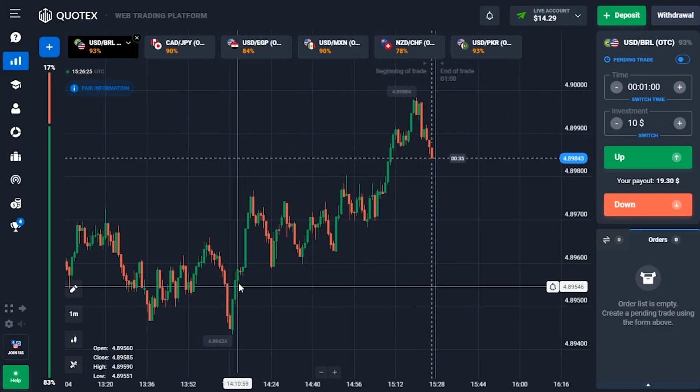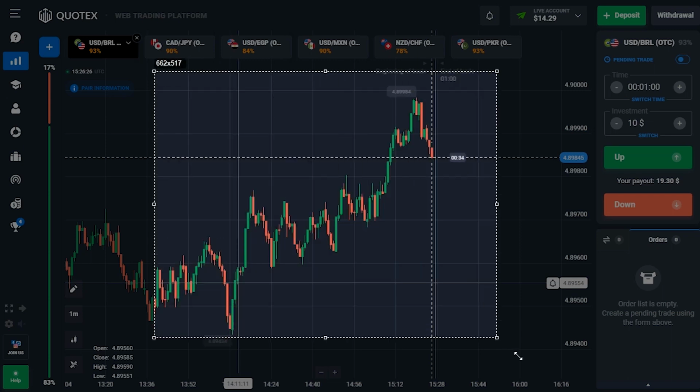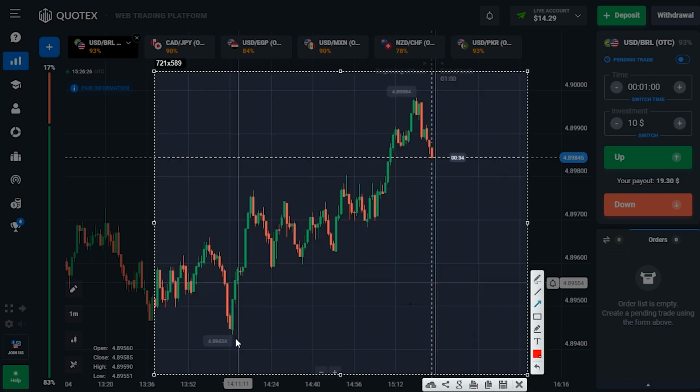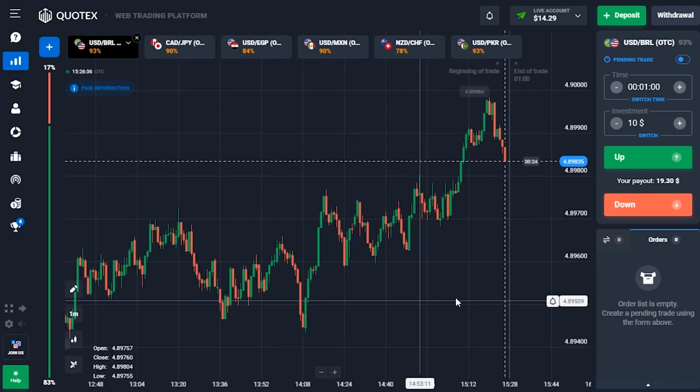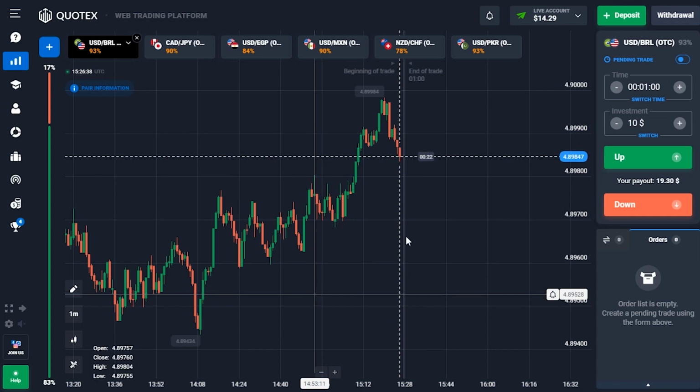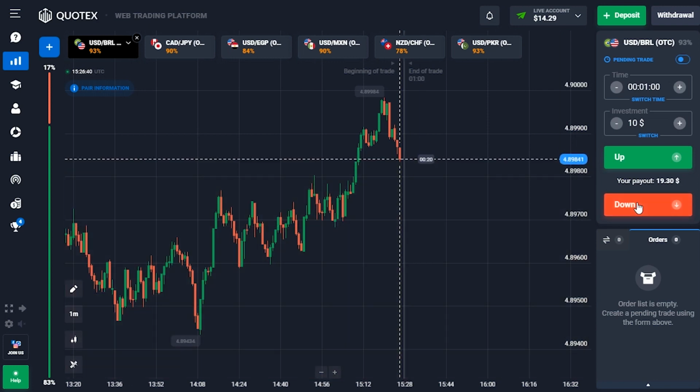And let's switch to Quotex. And we can see an uptrend on this currency pair. And if we connect the lows of these candles, we can see that when this level is reached, the price begins to turn around. I think the downward movement will continue, so my first trade will be down here.